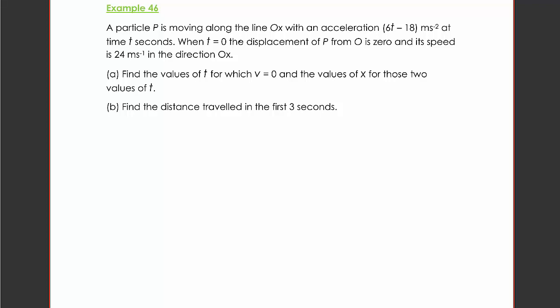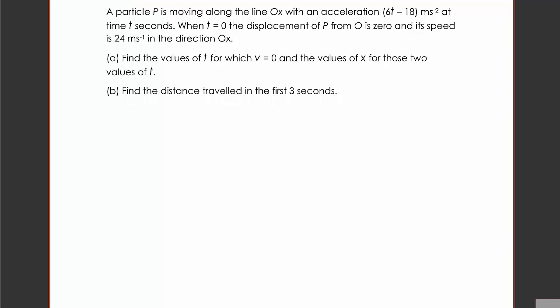A particle P is moving along the line OX, the x-axis, with an acceleration of 6t minus 18 meters per second squared at time t seconds. When t equals 0, the displacement of P from O is 0, so x equals 0 when t equals 0, and its speed is 24. And so we've got v equals 24 when t equals 0. Find the values of t for which v is equal to 0 and the values of x for those two values of t.